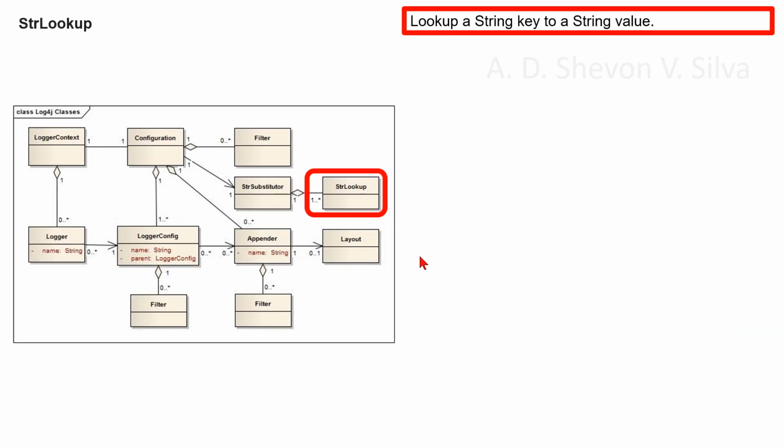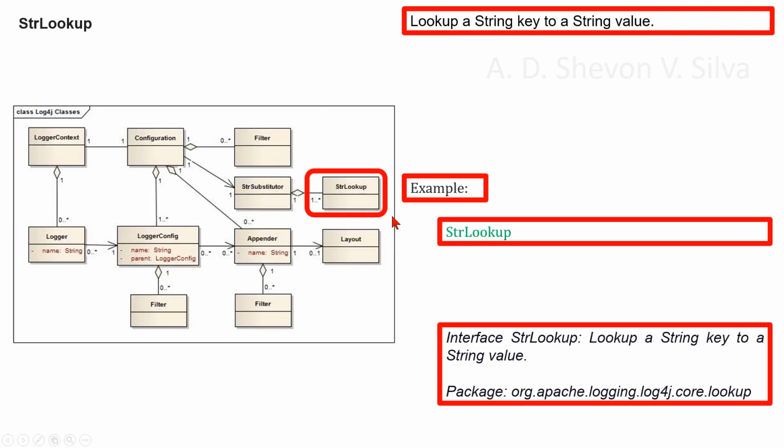Now we are focusing on StrLookup. Lookup a string key to a string value. The interface StrLookup looks up a string key to a string value. This is in package org.apache.logging.log4j.core.lookup.